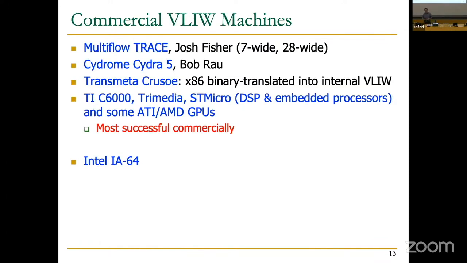So people actually tried to build these VLIW machines. For example, Josh Fisher himself built the Multiflow company. They actually tried to build 28-wide, meaning you fetch 28 instructions per cycle. There are 28 instructions in a bundle. They built these machines. Unfortunately, they did not really become commercially successful.